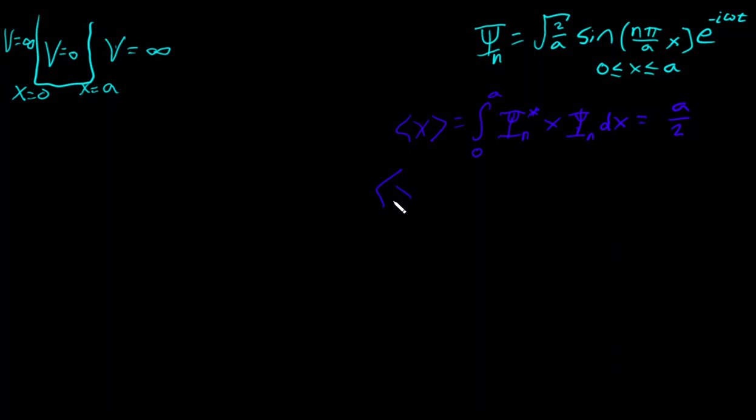Okay, if we look at x squared, remember this is x hat squared, but x hat is just the variable x. So this is the integral from 0 to a of ψn star x squared ψn dx. Even more room because this one's a bit longer. This one is a squared times 2π squared n squared minus 3, all over 6π squared n squared.